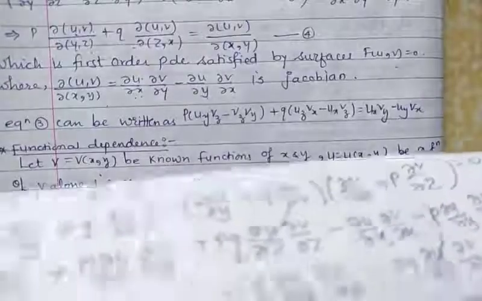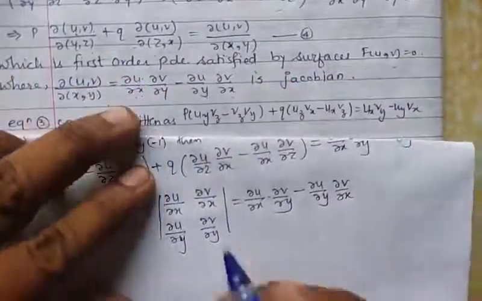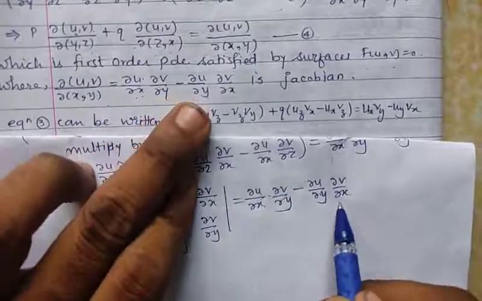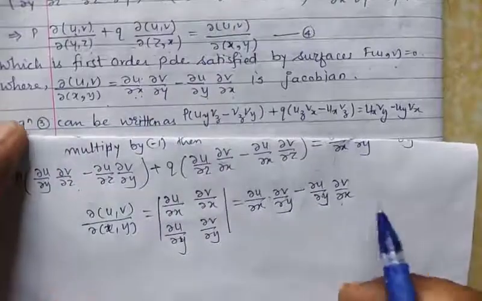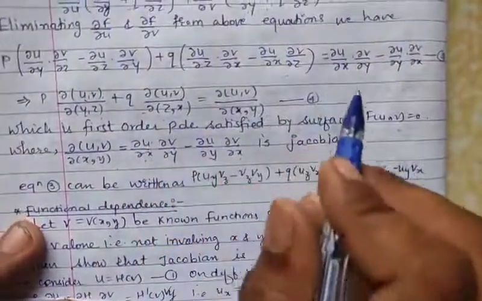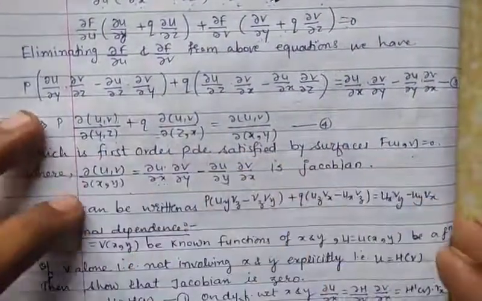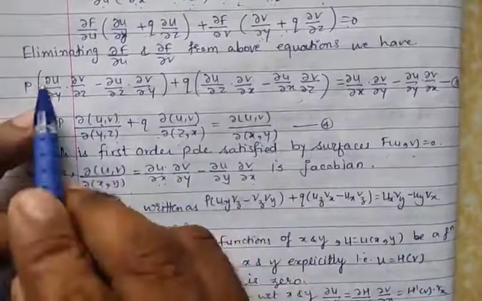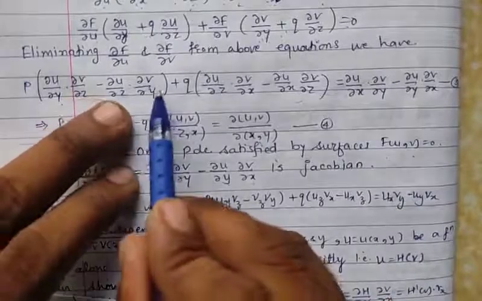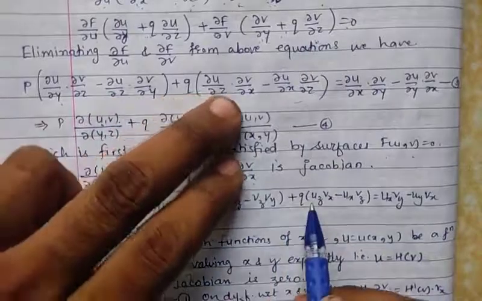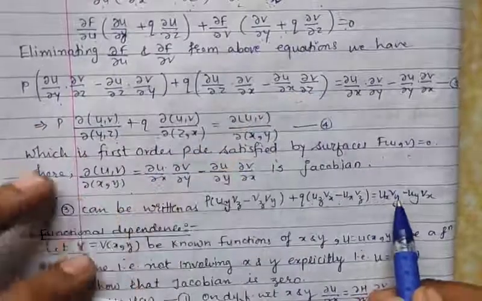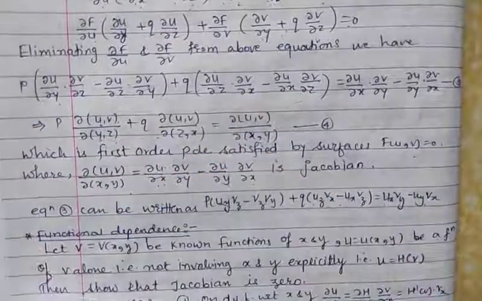Here we get the term after differentiating: ∂w/∂x into ∂w/∂y minus ∂w/∂y into ∂w/∂x, which is the Jacobian. Now this is our equation 3, and equation 3 can be written as p times (∂w/∂y can be written as uy, ∂w/∂z can be written as vz) minus uz into vy, plus q times (uz into vx minus ux into vz) is equal to ux into vy minus uy into vx. Okay, so this is the Jacobian.